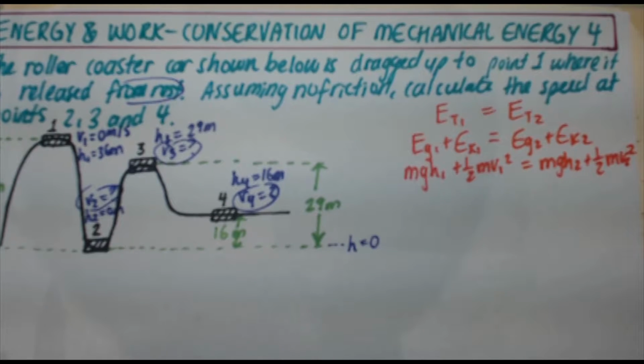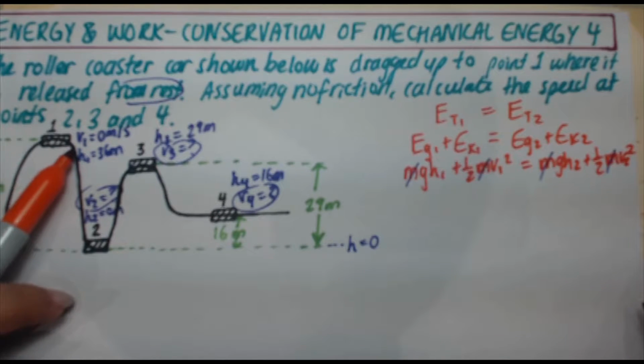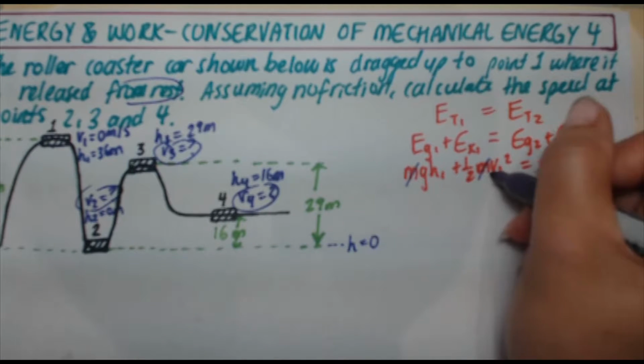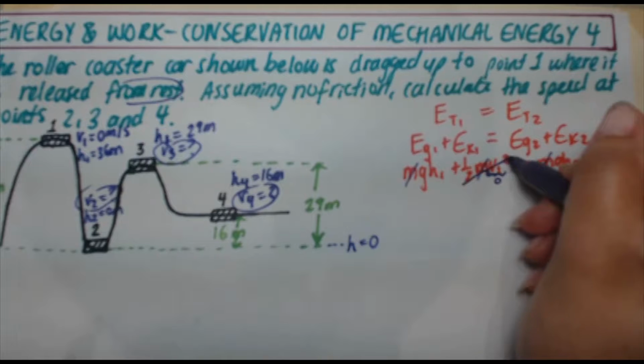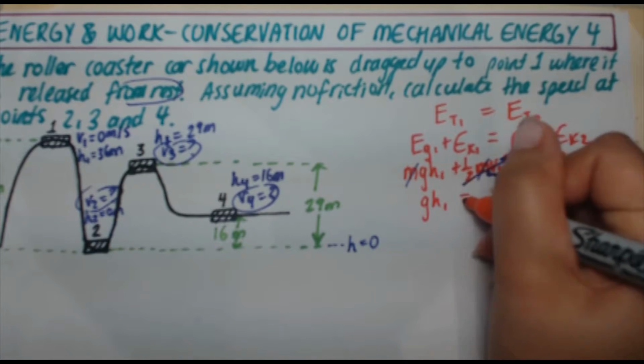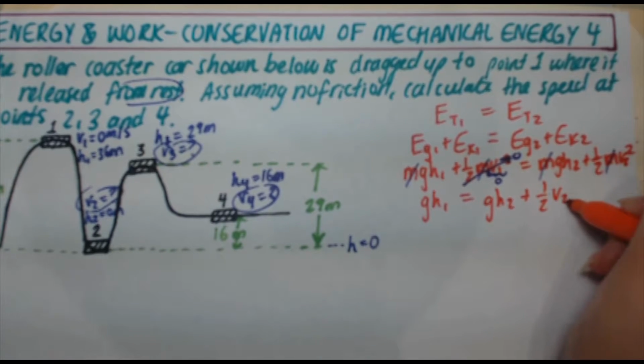Just like in the previous video, I have mass appearing in every single term, so I'm going to cancel that out right away. The other thing I can do to simplify is noting that V1 is 0. Notice that right now I'm just comparing points 1 and 2. So V1 is 0, therefore this entire term goes away, and I'm left with gh1 equals gh2 plus 1/2 v2 squared.